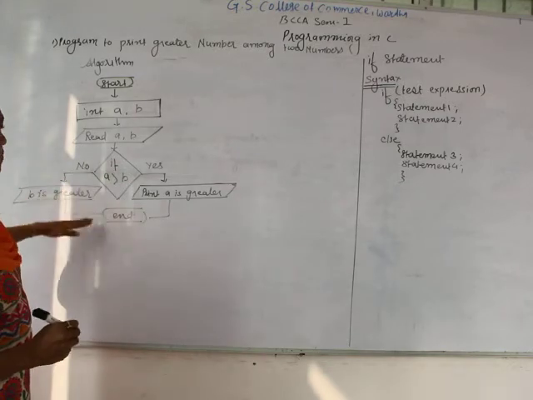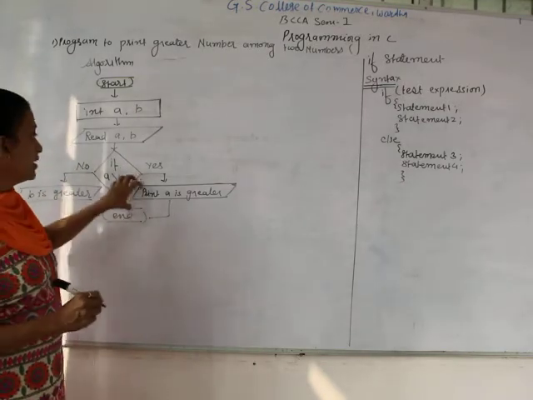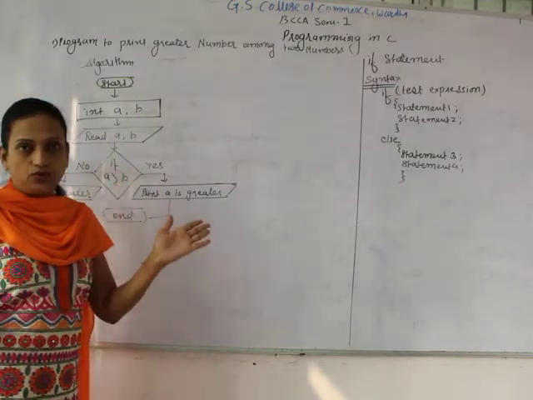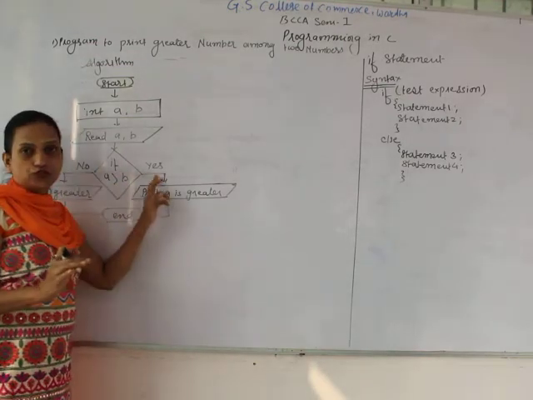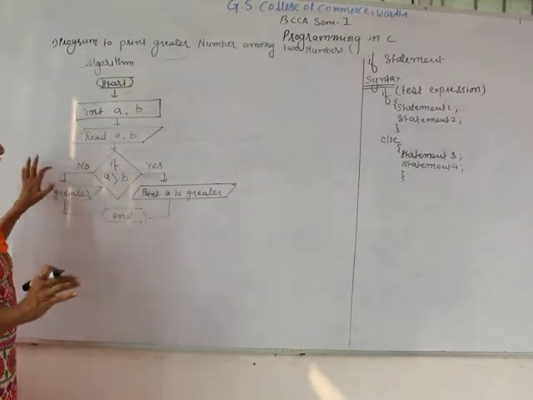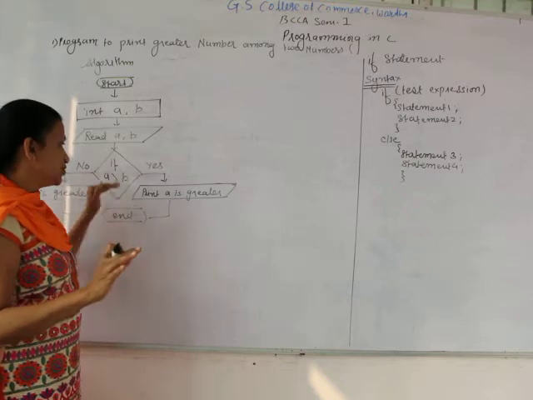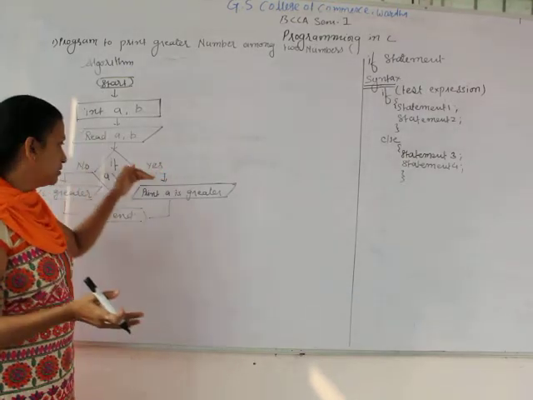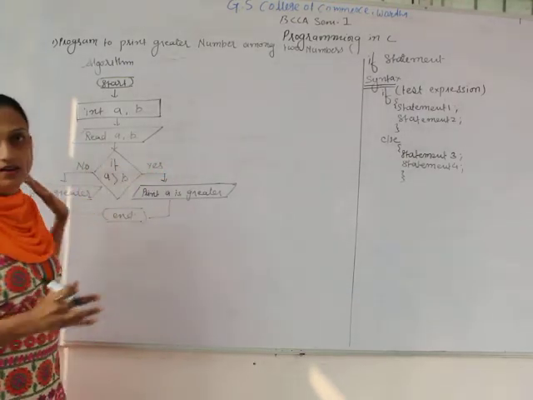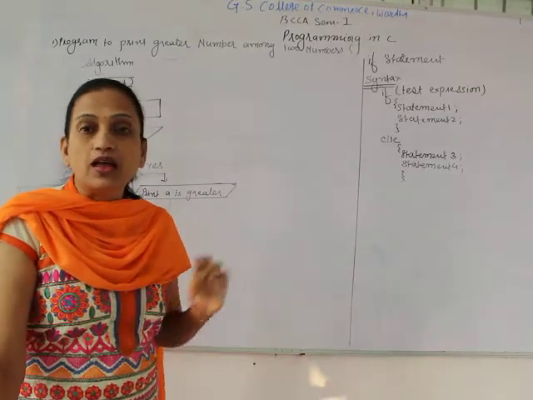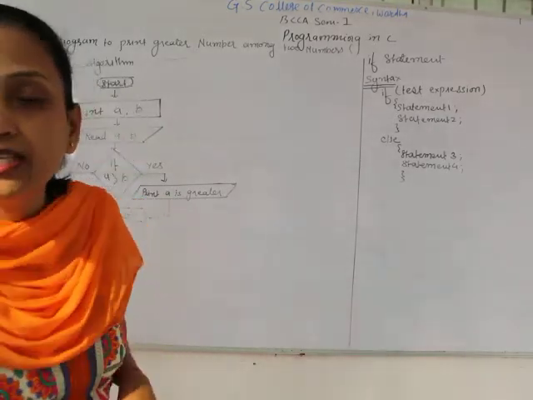Here I would like to tell you that there are two paths. One path is for true and another is for false. It means there are two possibilities: this condition may be true or may be false. So now, how do we write the code for this program?